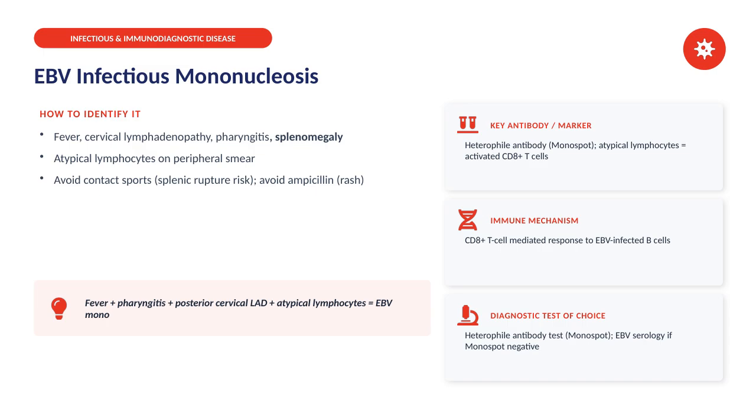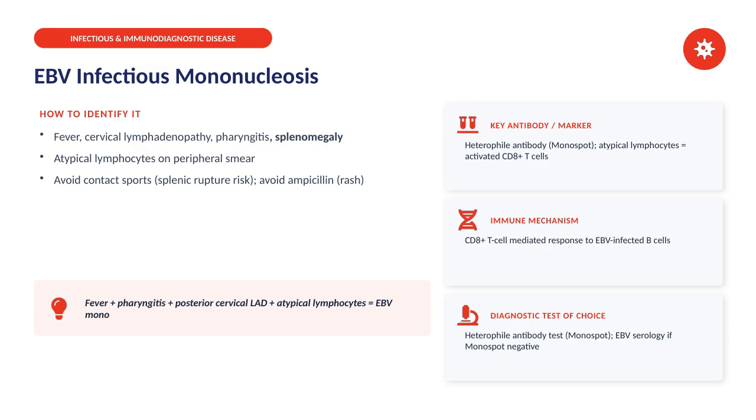The classic combination of fever, sore throat, swollen posterior cervical lymph nodes, and atypical lymphocytes points strongly to EBV mono. For diagnosis, the heterophile antibody test, often called the monospot test, is the first choice, but if that's negative, EBV-specific serology can be done. This immune response is primarily driven by CD8 T cells, targeting the B cells infected by the virus.